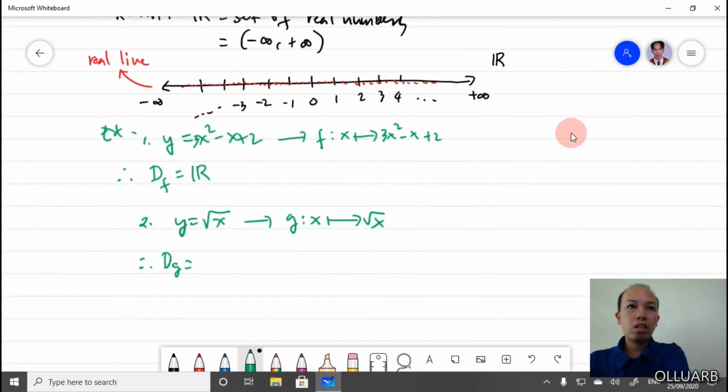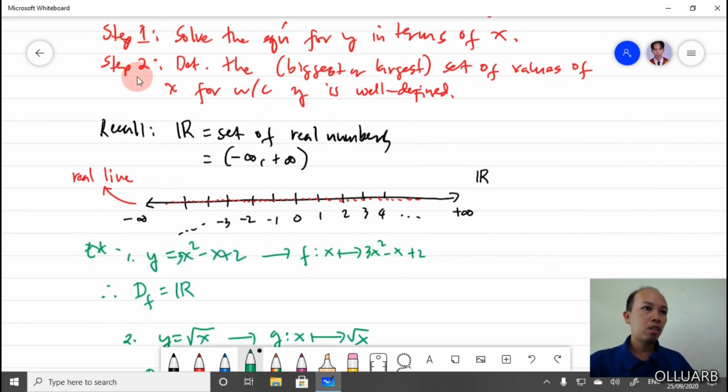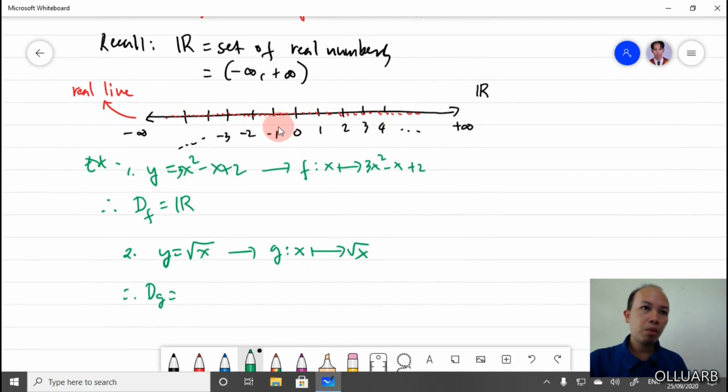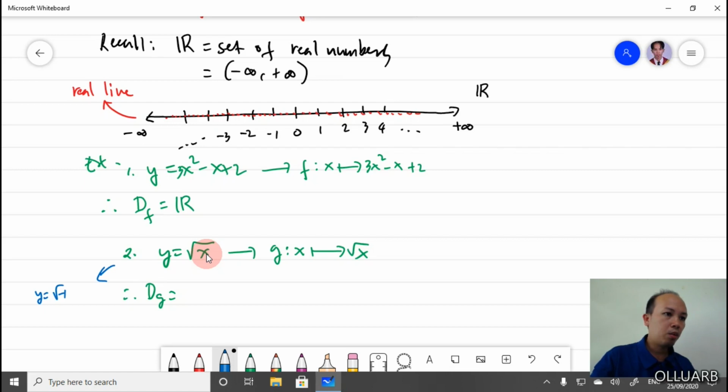So we are done with step 1. Step 2 is to determine the biggest or largest set of values of x for which y is defined. So in the set of real numbers, if you substitute negative numbers for x here, for example negative 1, then y is equal to negative 1/2 or negative 3.